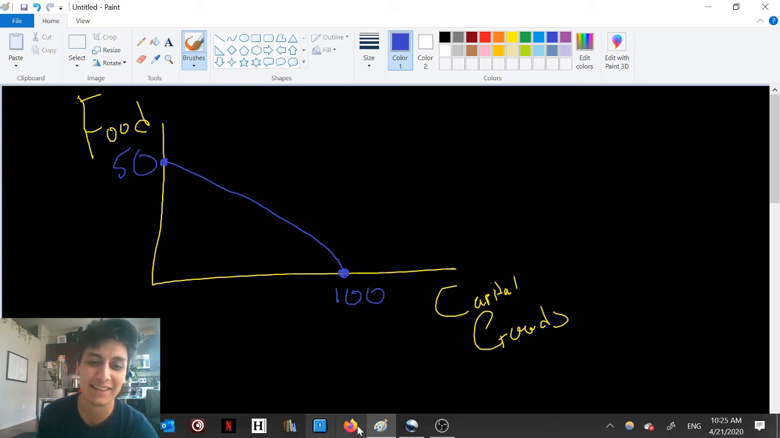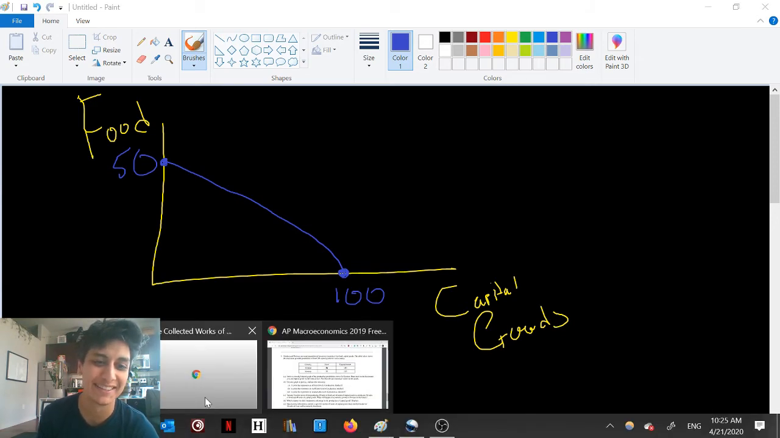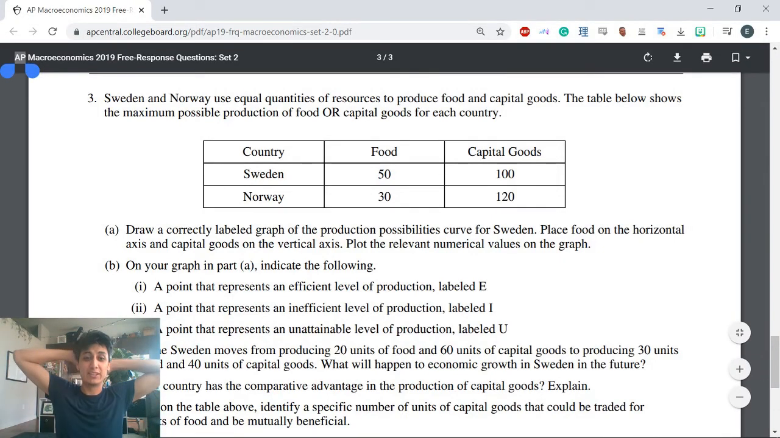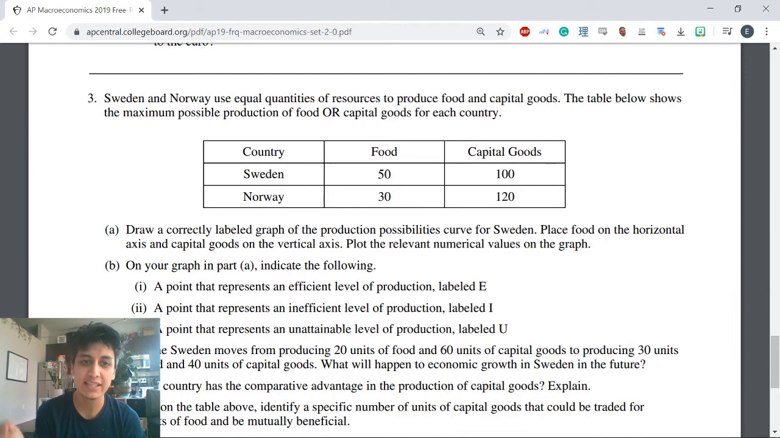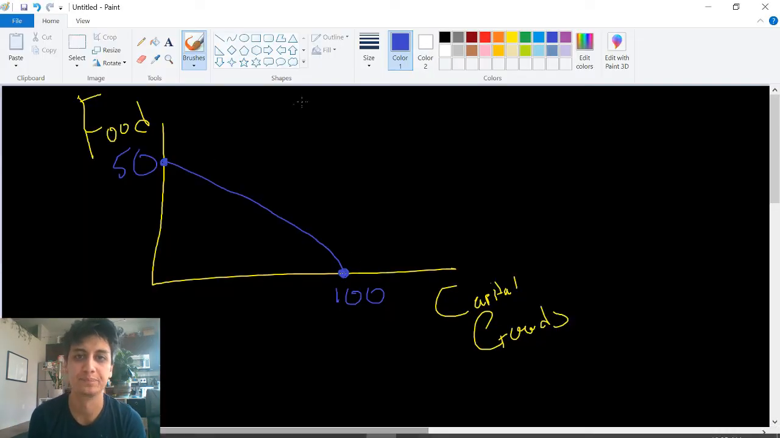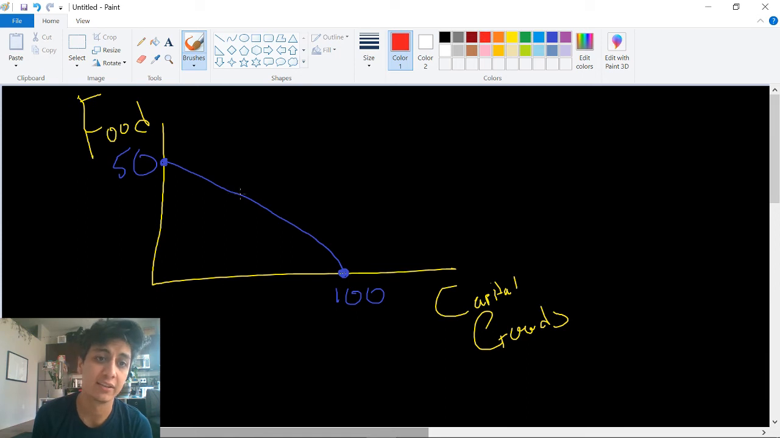And it says we got to label 3 points on this graph. A point that represents efficient is E, inefficient I, unattainable is U. You got it. Anything on the line, that's a big E. Anything below the line, that's a big I. And this is unattainable. And a brief note about this unattainable stuff.